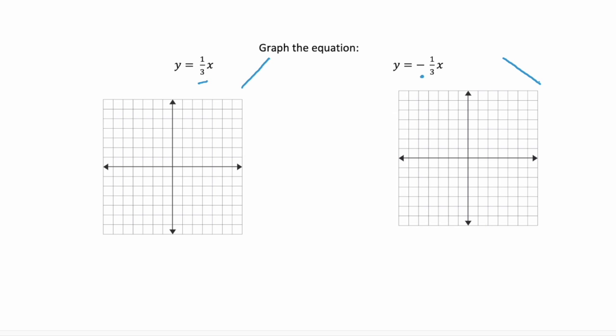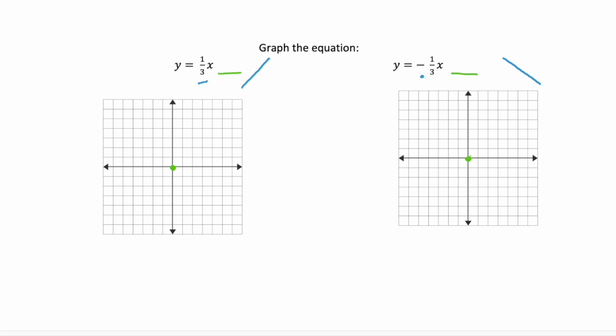Now, when you graph, the first thing you always graph is your y-intercept. And your y-intercept, when you're in y equals format, is that constant that's added to the end. Well, in both examples, there's nothing added, so that means our intercept is the origin. And that's true for both of them. Now we look at our slope.